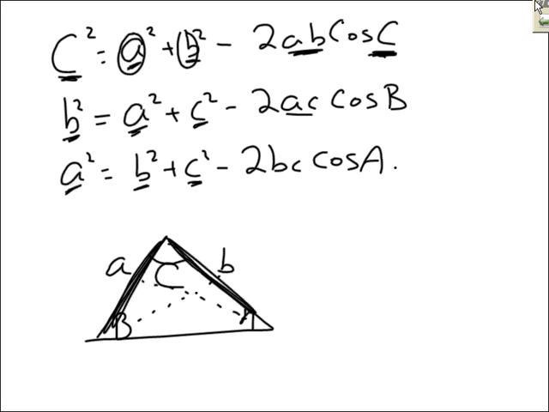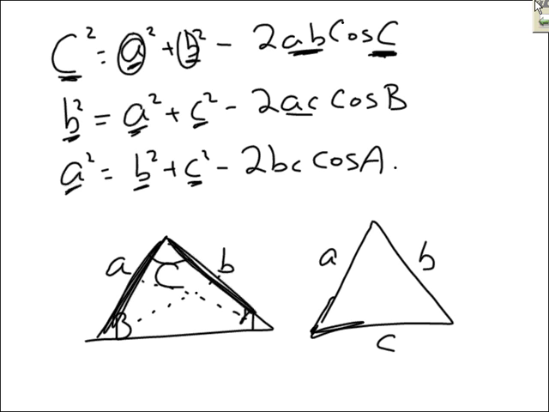What about A and C? We can draw the same triangle. Here's A and B and C. Between A and C, that's this angle here, angle B. And after all, it is opposite little b. AC, take the cosine of the angle in between.